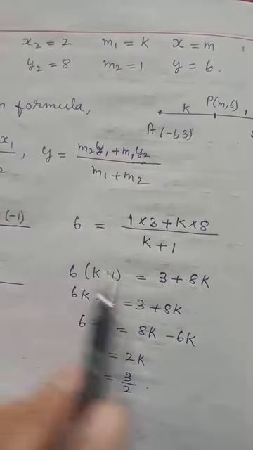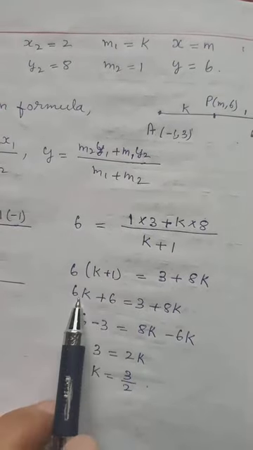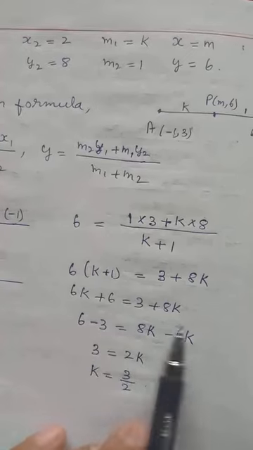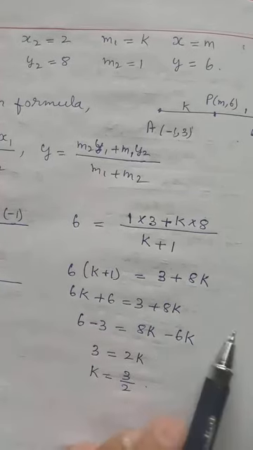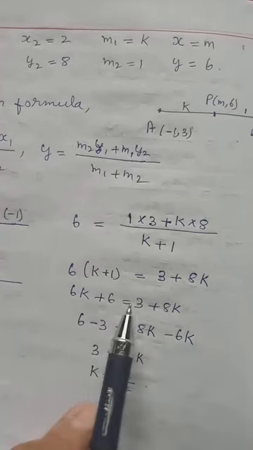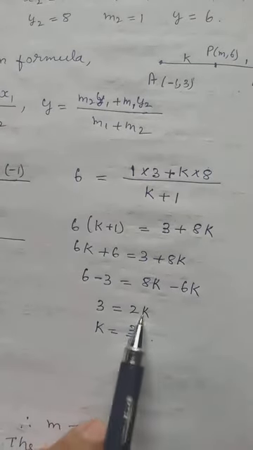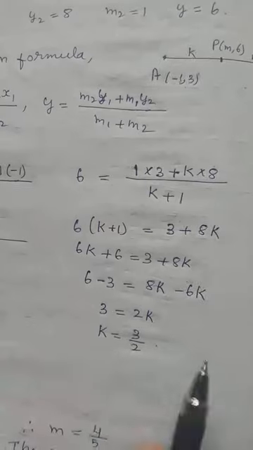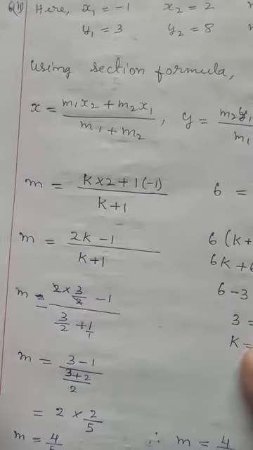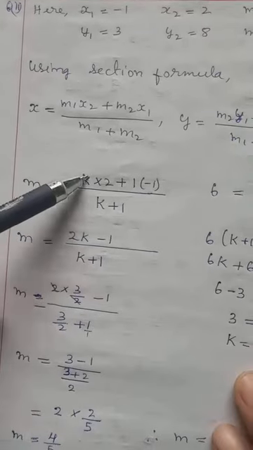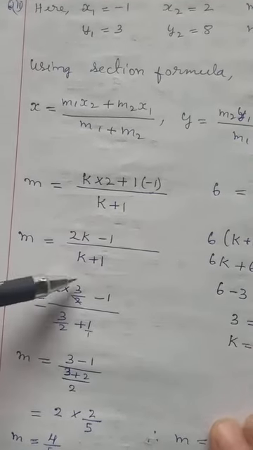So we can cross multiply: 6 into k, 6k, 6 into 1. Then k and k we can take to one side; plus, taking to the other side, becomes minus, and plus becomes minus. So k will be 3 by 2. Now we get k from here. We can replace it on the other side because it's the same question. So in place of k we can put 3 by 2.